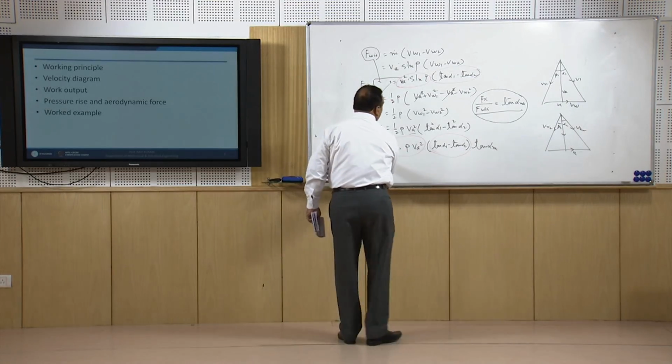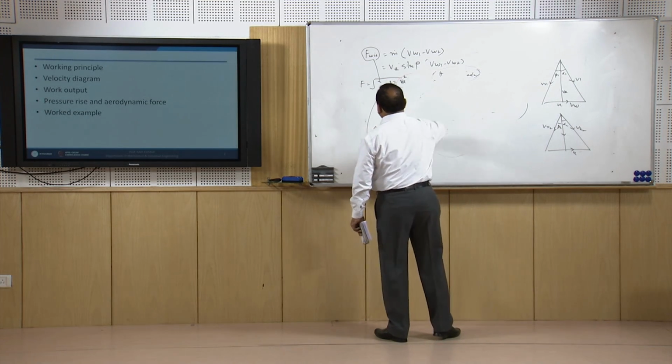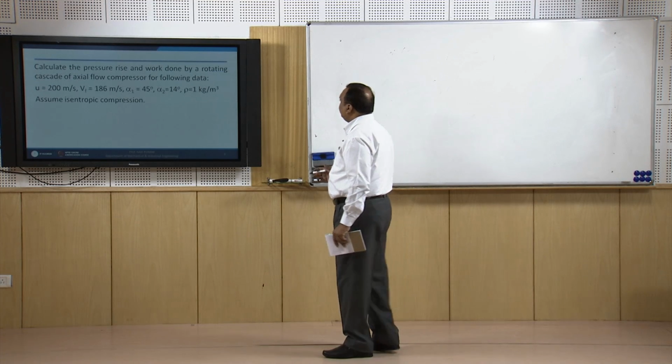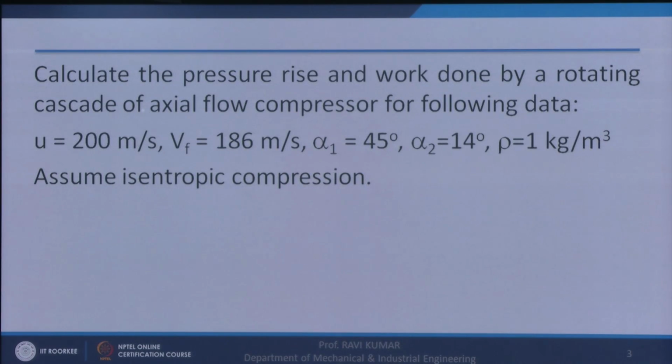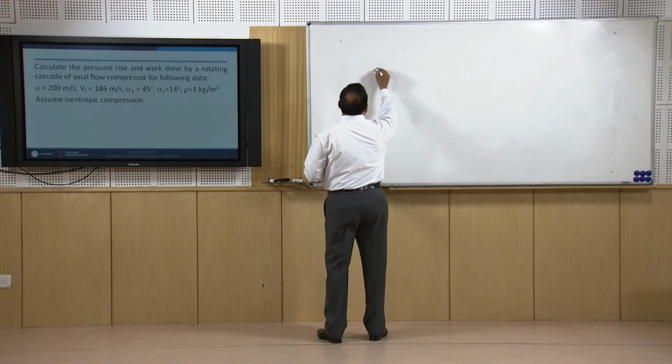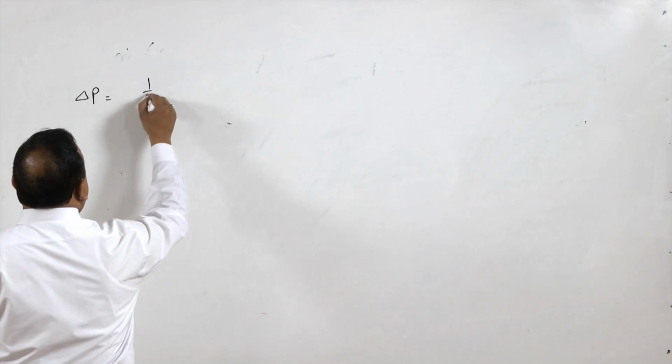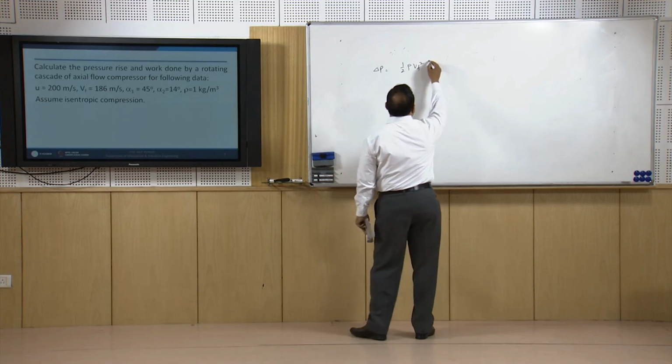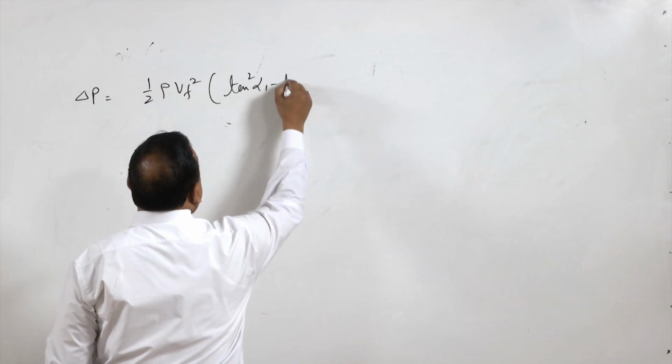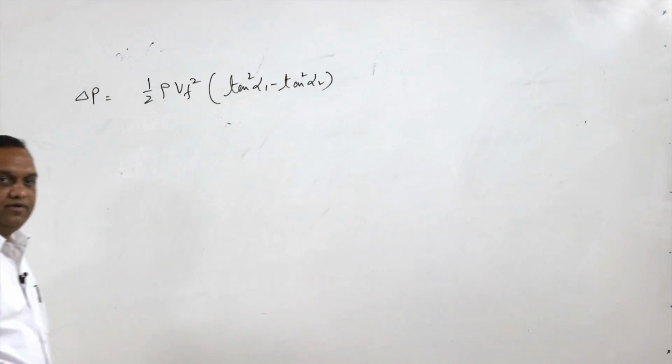Now, we will solve one worked example for axial flow compressors. Calculate the pressure rise and work done by a rotating cascade of an axial flow compressor for the following data: peripheral velocity 200 meters per second, flow velocity, or Va, axial velocity, is 186 meters per second, and alpha 1 and alpha 2 are given. Rho is equal to 1, that is the density of air or working fluid. Assume isentropic compression. So, delta P, the pressure rise, is half rho Vf square (tan square alpha 1 minus tan square alpha 2). We have already done that, right.